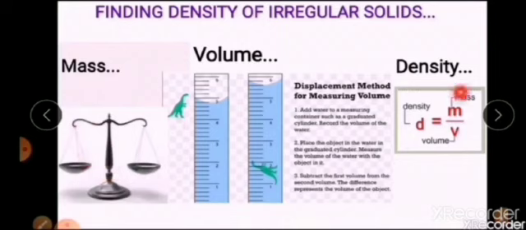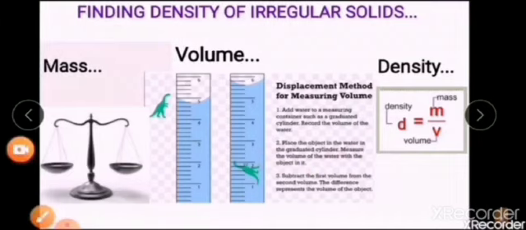Now the problem is with volume. If the objects have irregular shape, in the last class we have already seen how to find the volume of irregular objects by the displacement method. Using this displacement method, you calculate the volume of the object, and then with mass and volume, very easily you can calculate density with the equation. Those who have any doubt about the displacement method can go back to the first video, where it is explained very well. You can recollect from that.